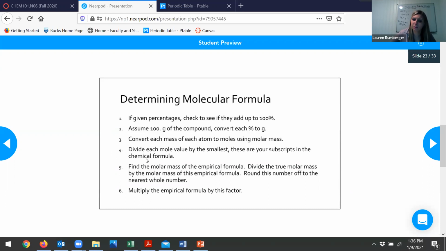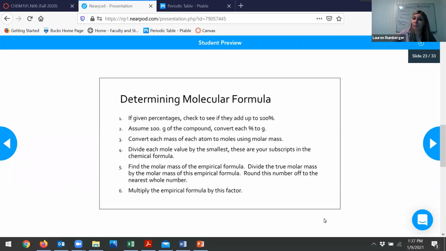Once you have determined the empirical formula, to determine the molecular formula, you need the whole number factor that is multiplied by the empirical formula to give your molecular formula. In order to find this, you will need the molar mass of your empirical formula, and then divide the true molar mass, which will be given in the problem, by the molar mass of the empirical formula, and round that number to the nearest whole number. And then that will be the factor that you will multiply to give you your molecular formula.